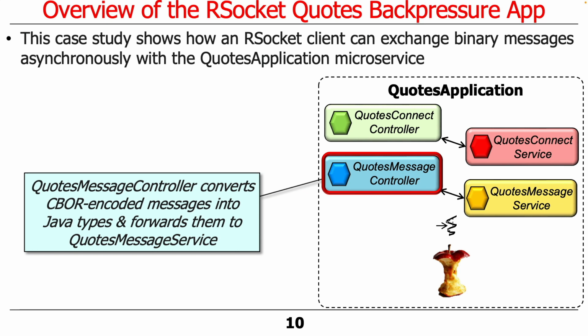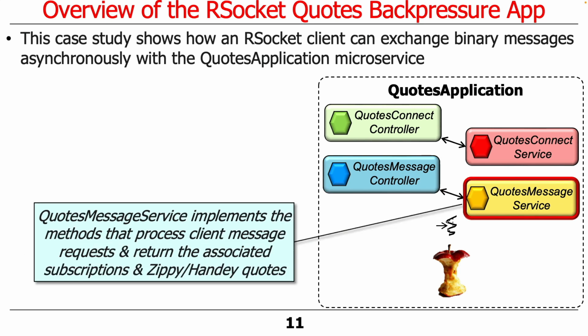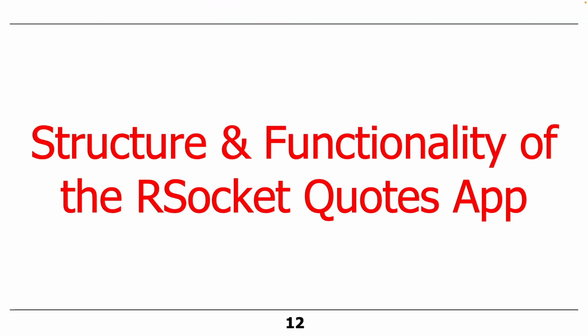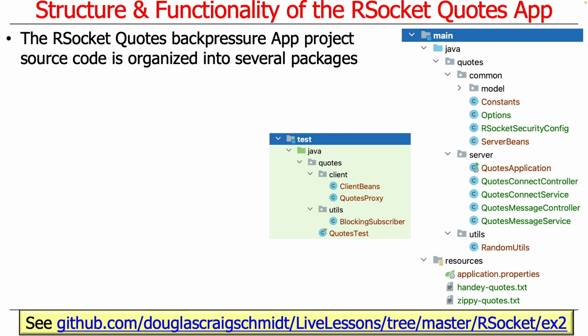The message controller takes the encoded messages that come across in the concise binary object representation and forwards them, after converting them to Java types, to the quotes message service, and the quotes message service then does what it needs to do to respond in a way that's backpressure aware. Here's kind of the layout of things.